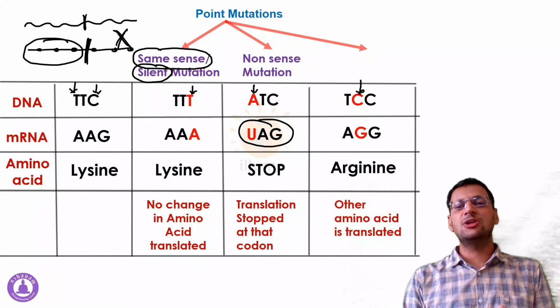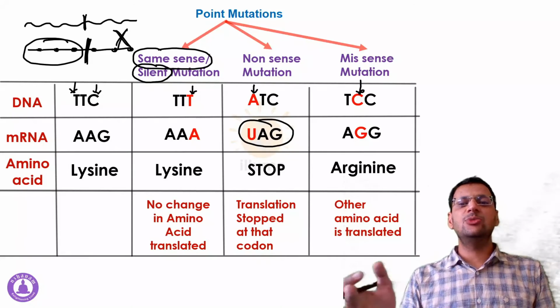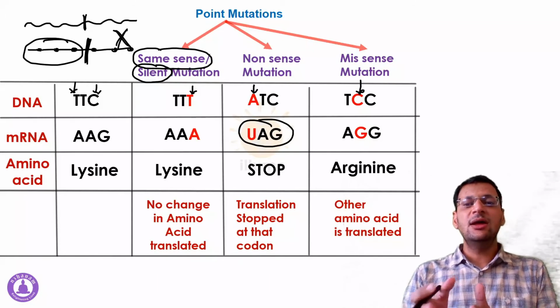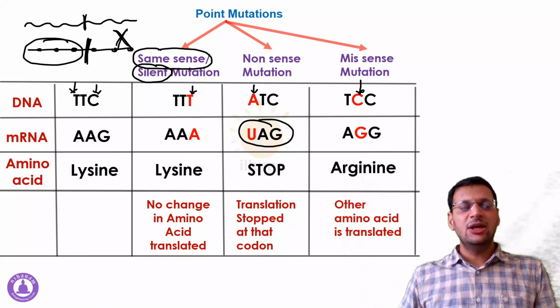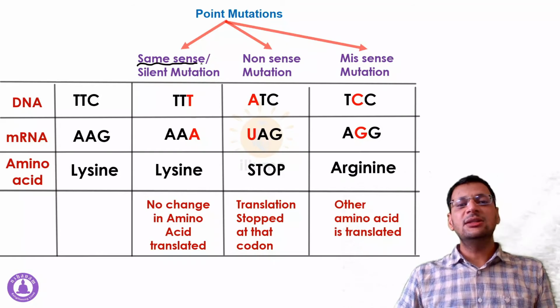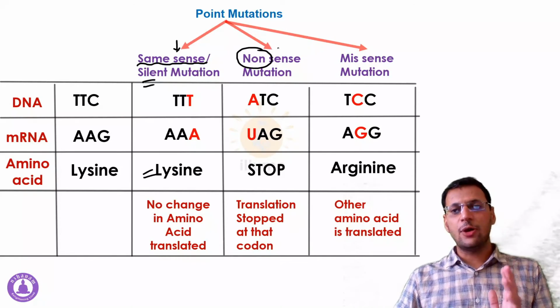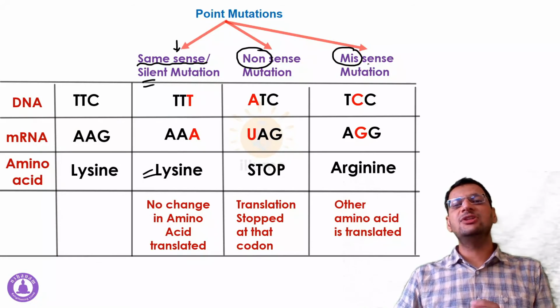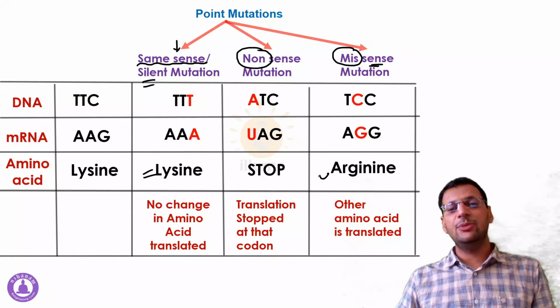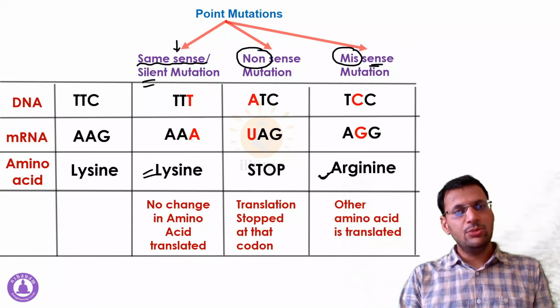There is a change in the structure of the protein. That's why these kinds of mutations are called missense mutation, because the sense has now been misunderstood. That's why missense mutation. I'll go through the terms once again. Same sense means there is no change in the sense because the same amino acid has been coded, or the silent mutation. Nonsense, because the sense has stopped, the translation has stopped. Missense, there is a change of the sense. That means there is a change in the amino acids. That's why point mutations are of three types: same sense, nonsense, and missense mutations.